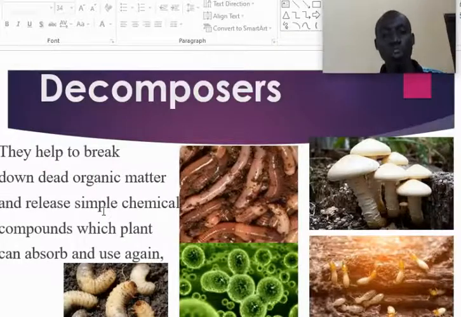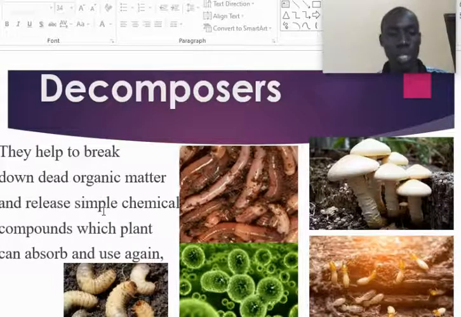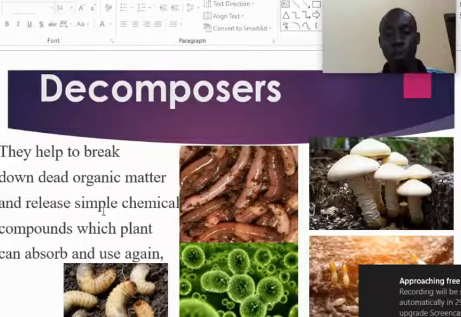Now, what are the decomposers? The decomposers are the animals that break down dead organic substances. They help in returning the organic matter, the simple chemical compounds that are present in a particular living organism. Actually, they are feeding on it, but in the process of feeding on it, they are breaking it down and returning it to the soil for functioning again.